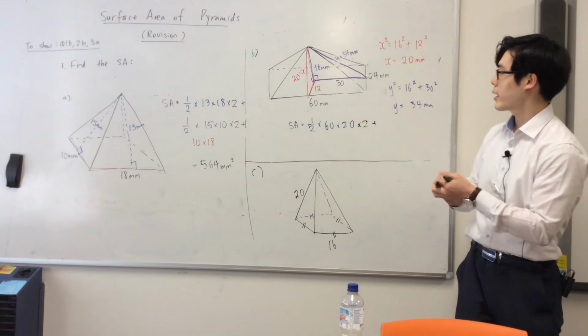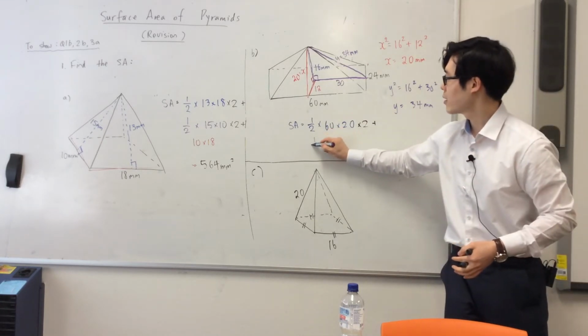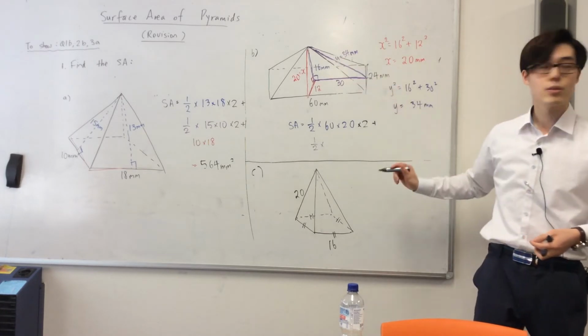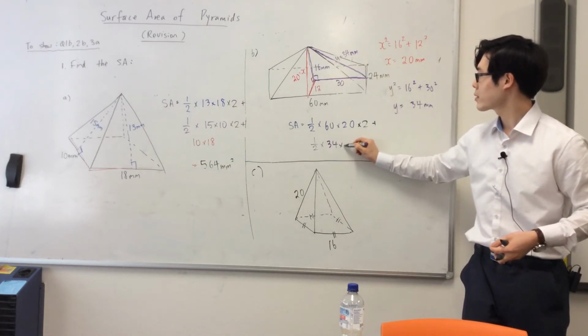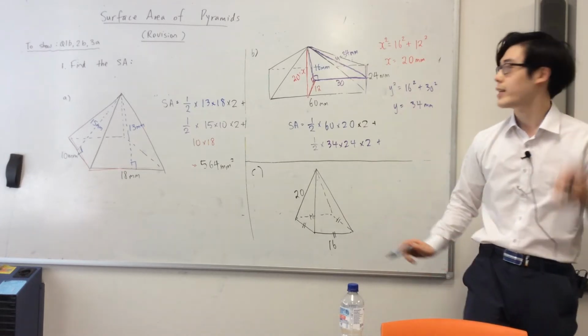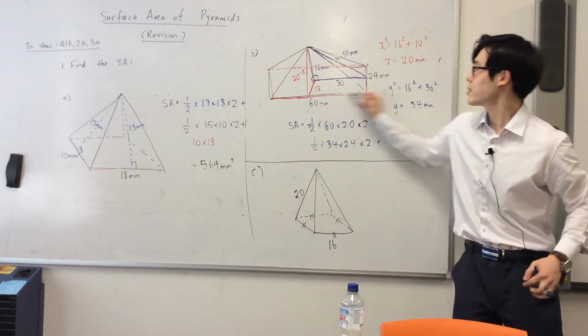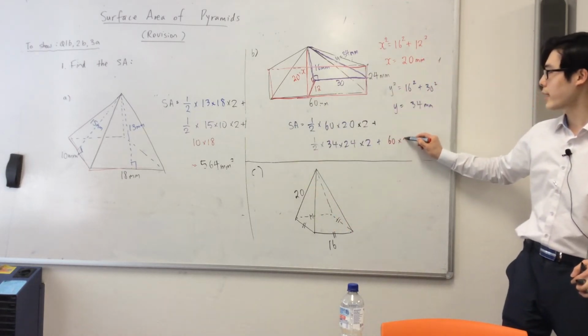And I'm just going to keep going. Now the side. What am I doing for the side? Half times 34 times 24. Times 2. Plus, what's the area of the last one we need to find? The rectangle. That's 60 times 24.